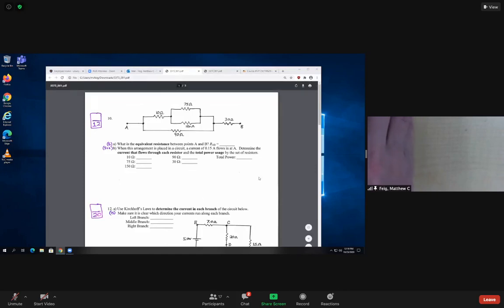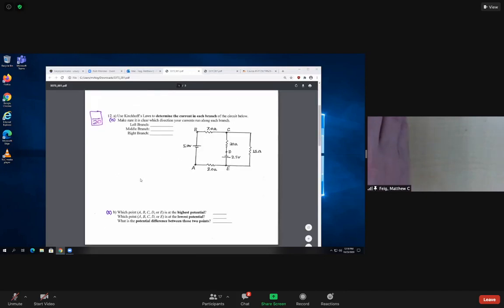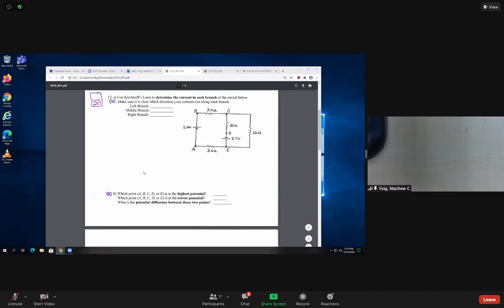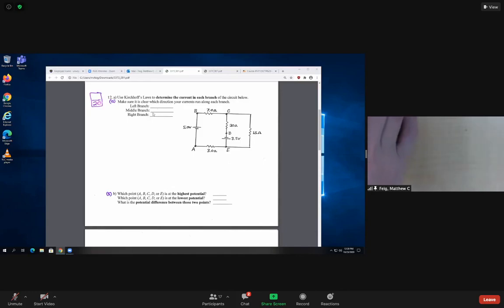Okay. Maybe this one. I think there will be a fair amount of questions like this. Use Kirchhoff's laws to determine the current in each branch of the circuit below. Make sure it is clear which direction your currents run. So if you say left branch, 0.5 amps, do you mean 0.5 amps up the left branch or down? I don't have to guess at that, and so on.